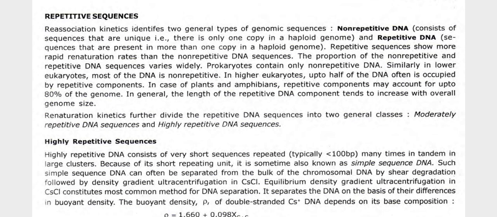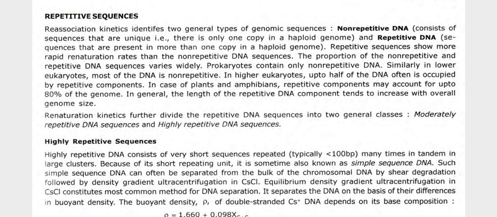Reassociation kinetics identifies two general types of genomic sequences: non-repetitive DNA, consisting of sequences that are unique, with only one copy in a haploid genome, and repetitive DNA sequences that are present in more than one copy in a haploid genome. Repetitive sequences show more rapid renaturation rates than the non-repetitive DNA sequences.